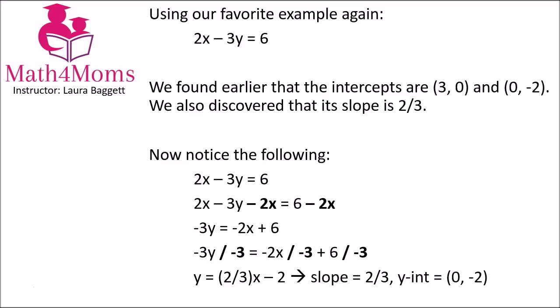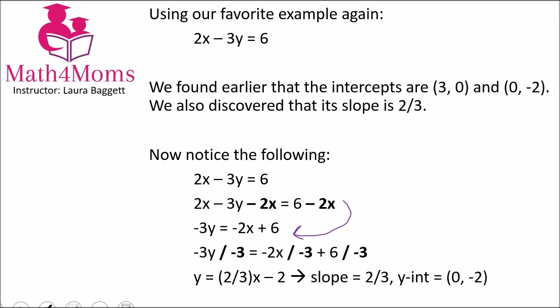Okay, so we're taking our 2x minus 3y equals 6. I've put in bold there the changes that are happening in each line. So the second thing I do is subtract 2x from both sides. That gets me to negative 3y is equal to negative 2x plus 6. Then I want to divide both sides of the equation, which involves dividing every term, by negative 3. Now let me mention one thing. Notice we go from 6 minus 2x to negative 2x plus 6.